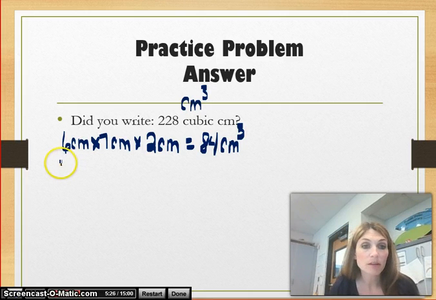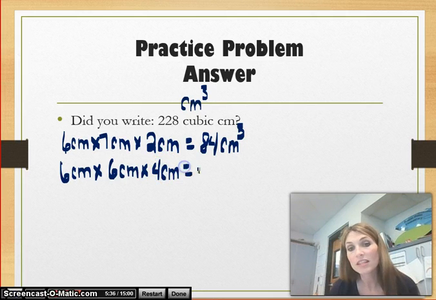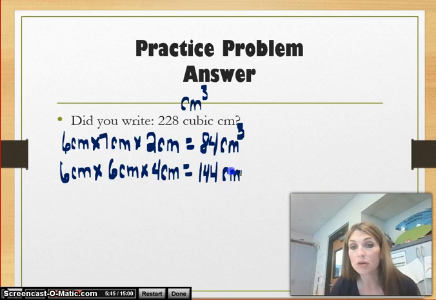If we look at that second one, if we broke it apart and called it prism B, the dimensions of it are 6 centimeters times 6 centimeters and times 4 centimeters. So when we multiply 6 times 6 is 36 times 4 more, that's going to be 144 centimeters cubed.